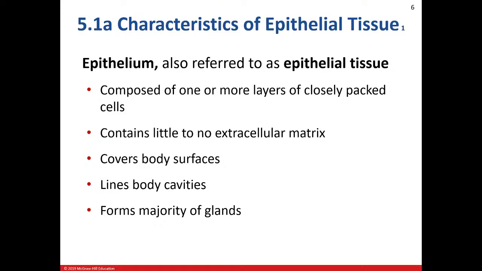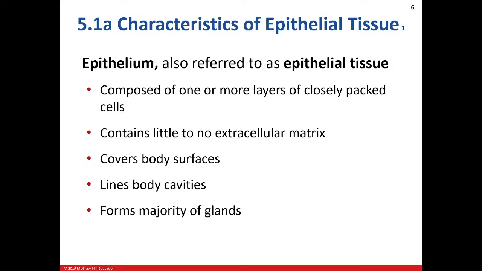Epithelia contain little to no extracellular matrix. They all have what's known as a basement membrane, which is a thin layer of protein that they're attached to, but not a lot of extracellular matrix, not a lot of protein outside the cell other than that.